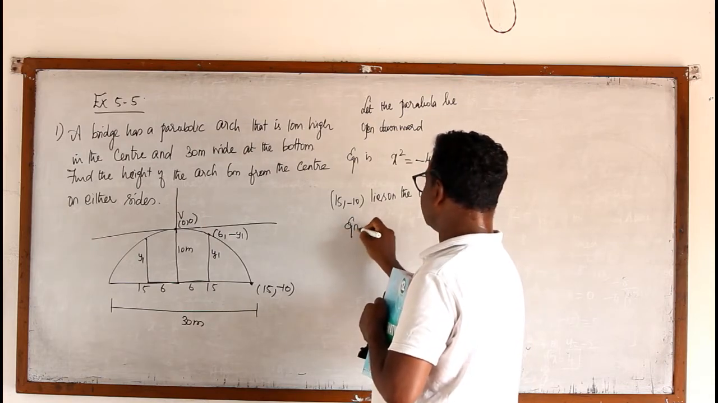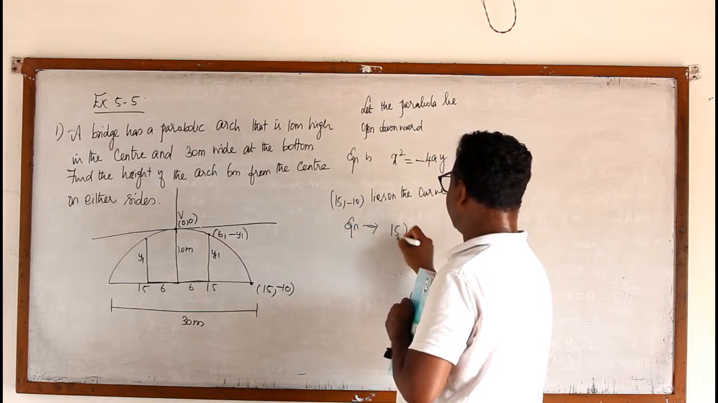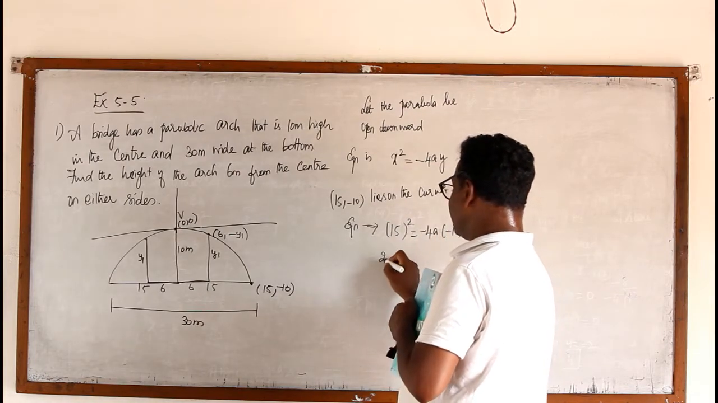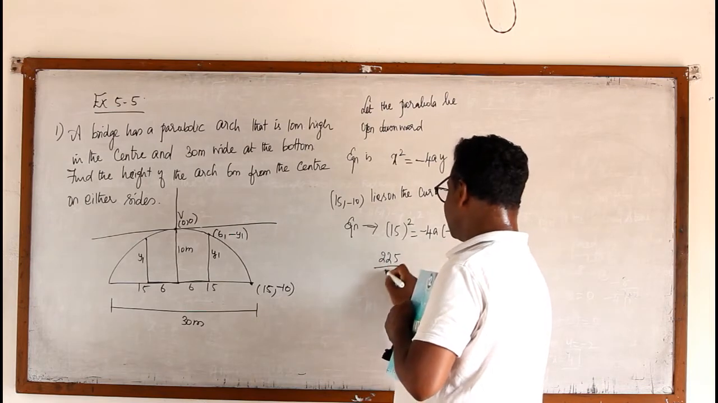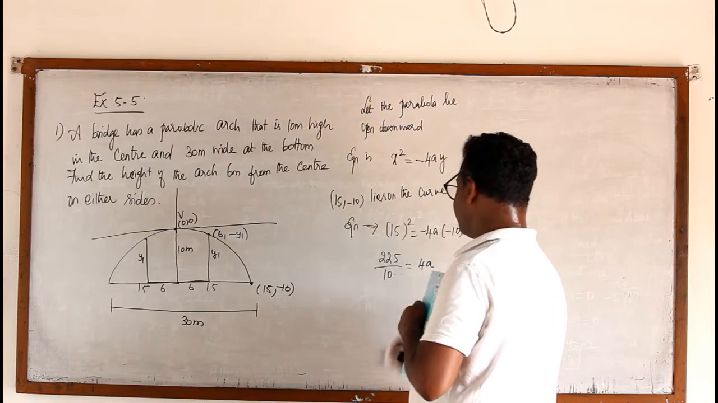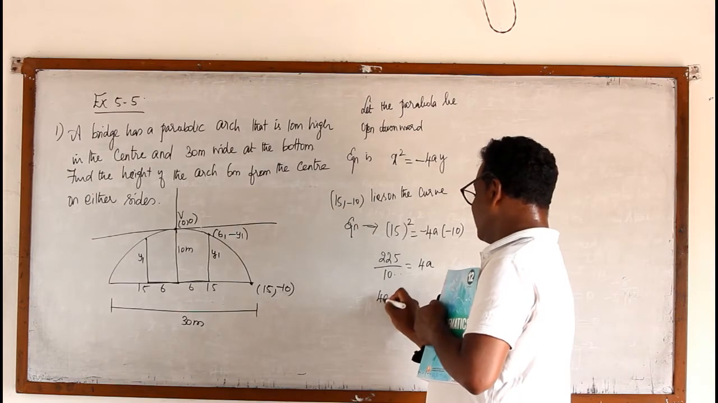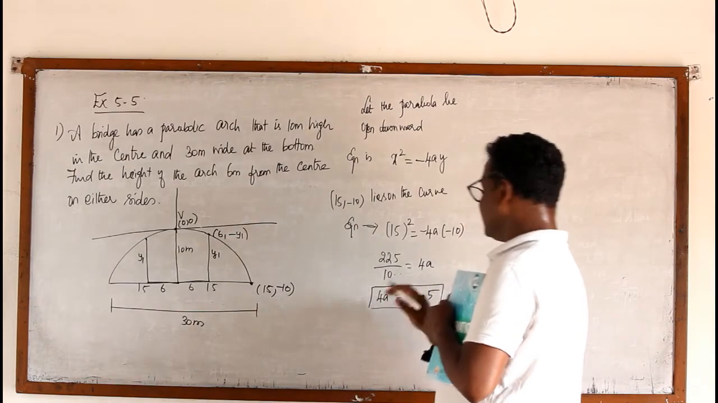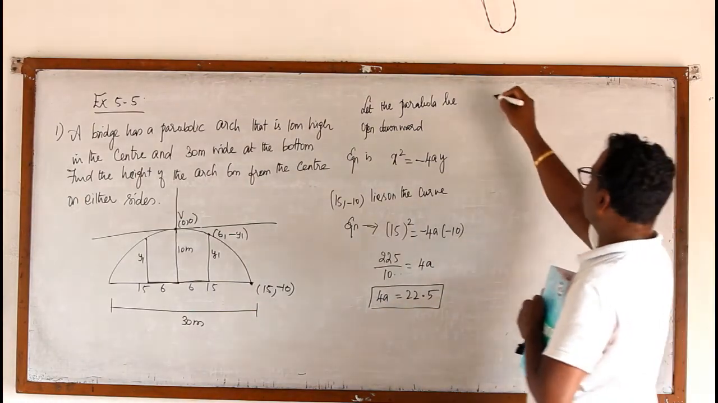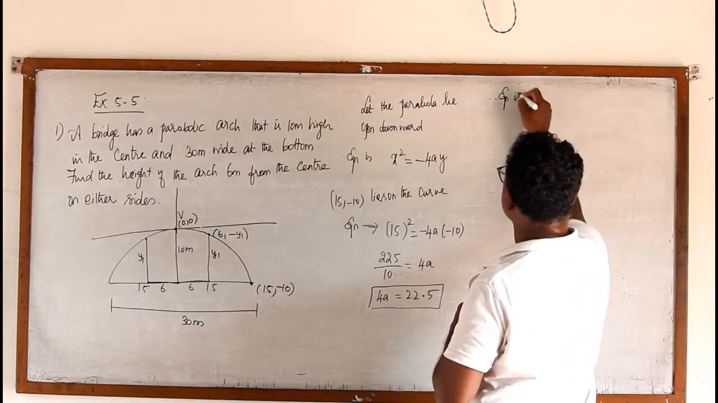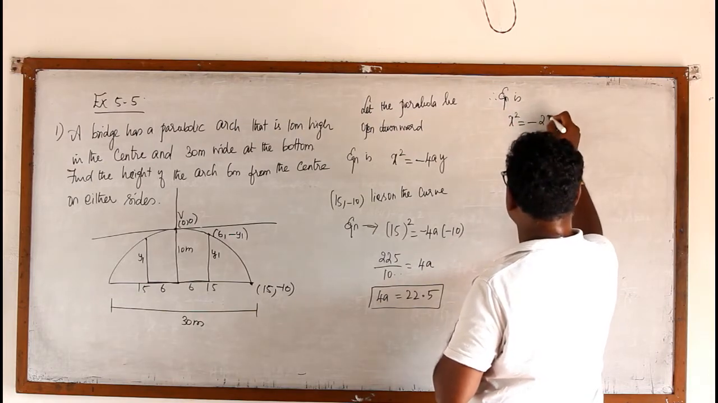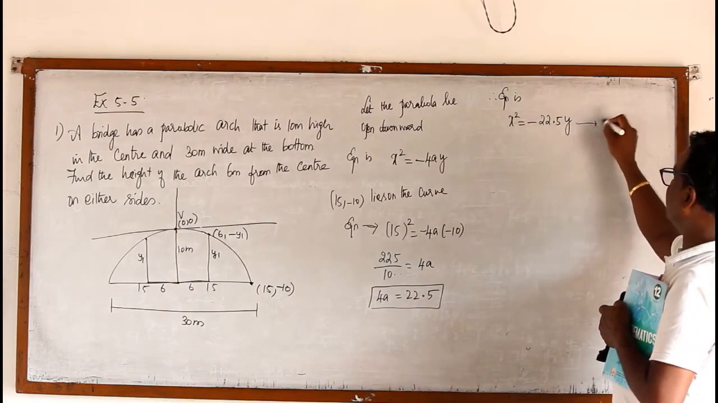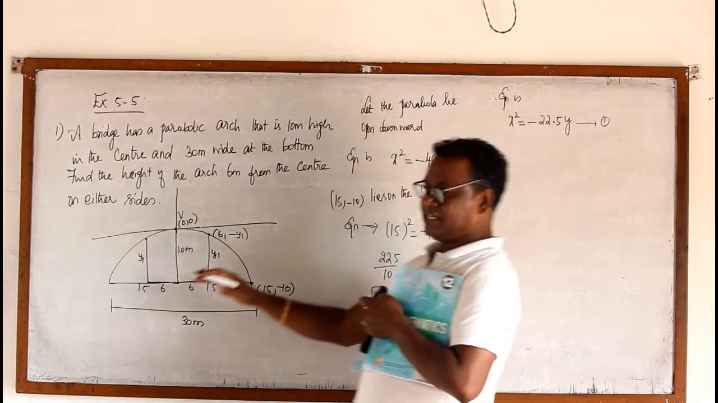Then the equation becomes 15 square equal to minus 4a into minus 10. 15 square is 225, so 225 equals 40a. So straightaway I can say 4a is 22.5. Instead of finding a, let me find 4a. Therefore the equation is x square equal to minus 22.5 y. Instead of 4a, I can substitute. Now this is the equation of the parabola for this particular curve.